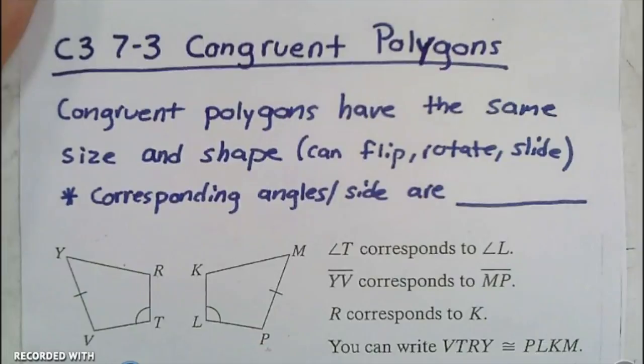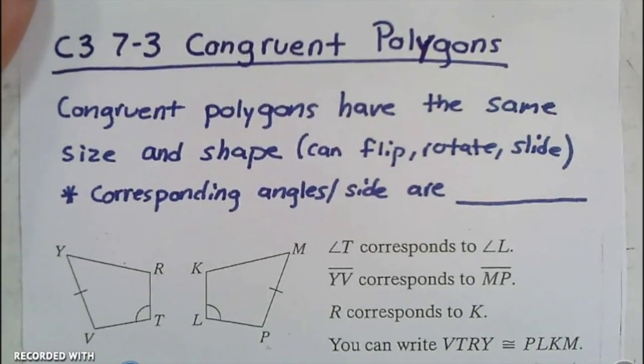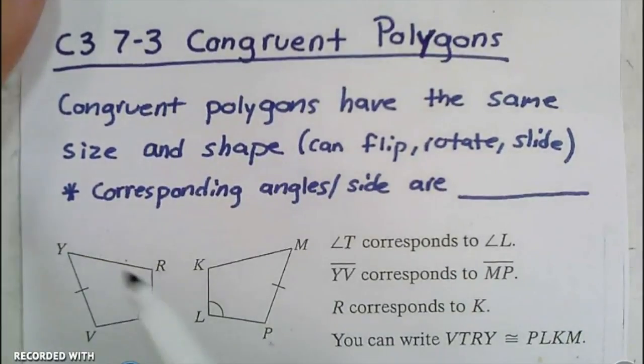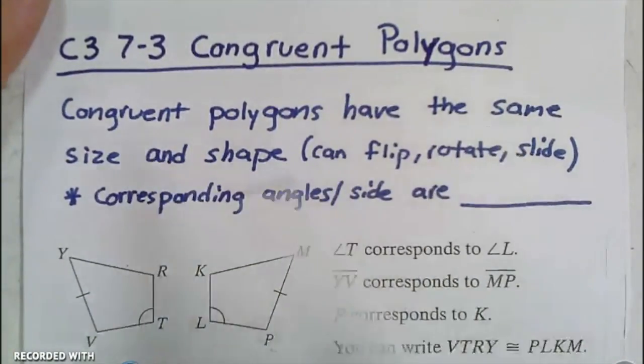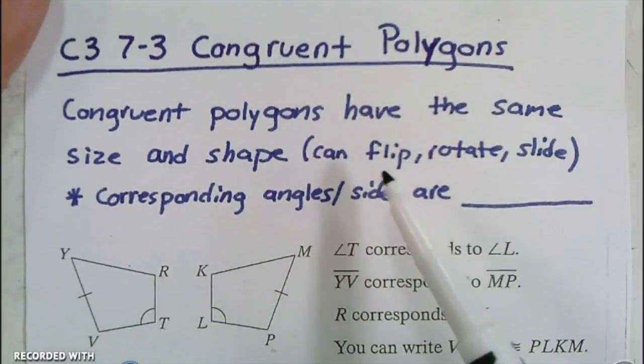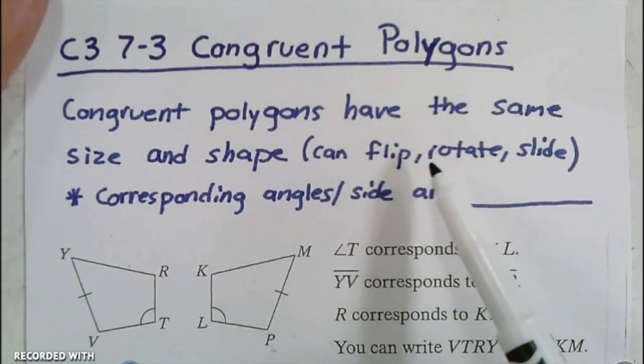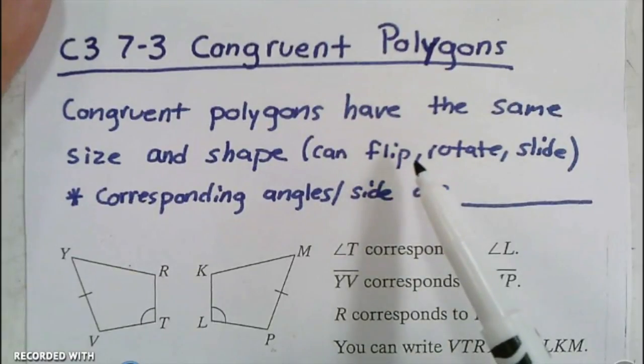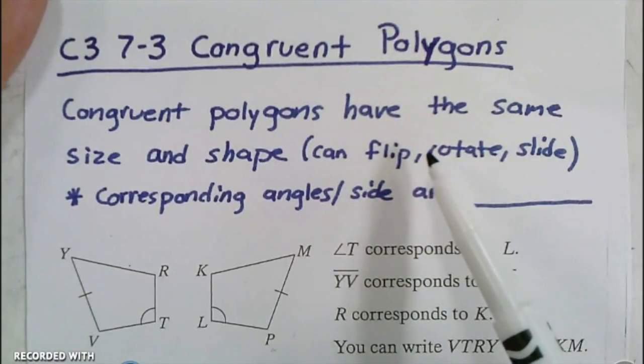Welcome to lesson 7.3 on congruent polygons. I gotta warn you, this lesson's got a lot of information in it, so make sure that you stay with me. Congruent polygons have the same size and shape. So that means that you can flip them, rotate them, slide them, and they will eventually fit right over top of each other so you can't see the one beneath it.